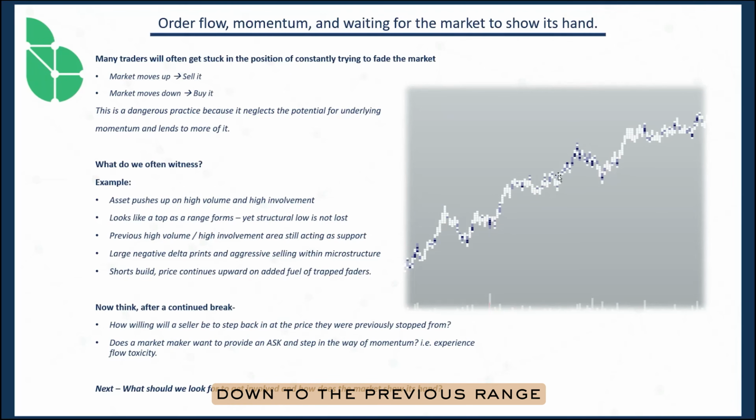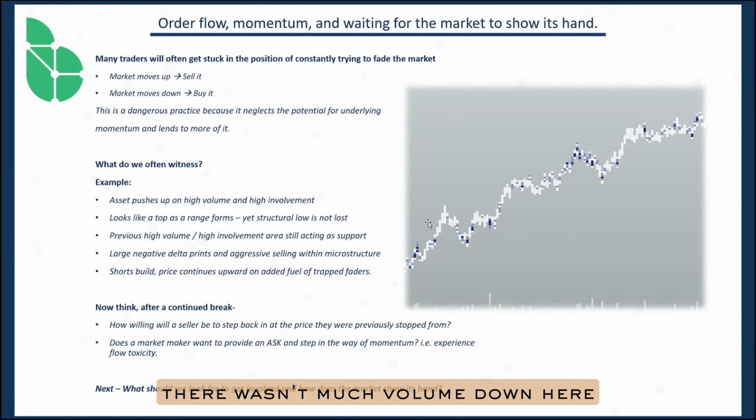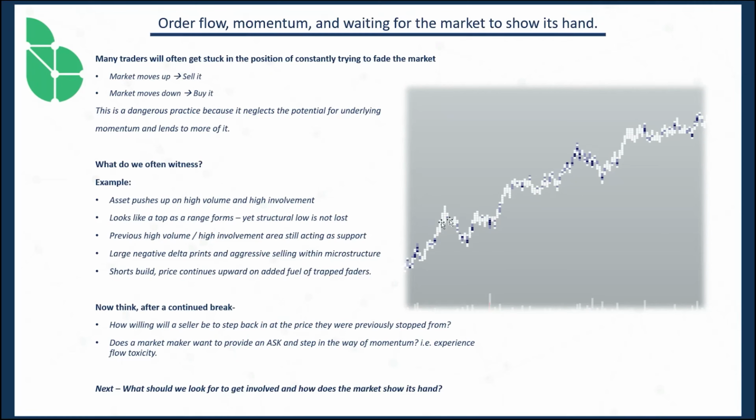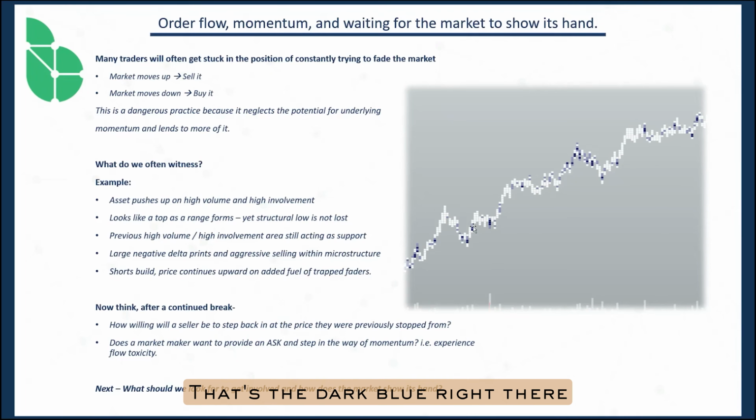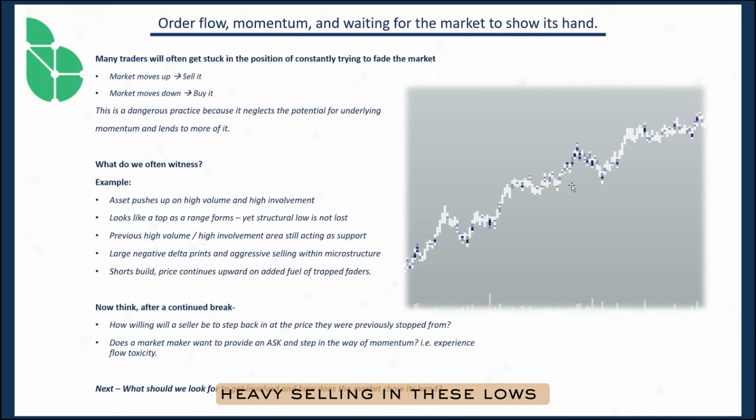We come back down to the previous range that we created under the same assumption that, again, it was a top. There wasn't much volume down here, which is the first breakout off of the low. We had heavy selling. That's the dark blue right there. This is a volumetric based chart, but that's the heavy selling. If you looked at a delta chart, heavy selling in these lows. Okay, but again, with this structure right here, after we put in this low right here and price moves back up and we stop out these shorts, all right? So we stop out these shorts, okay?